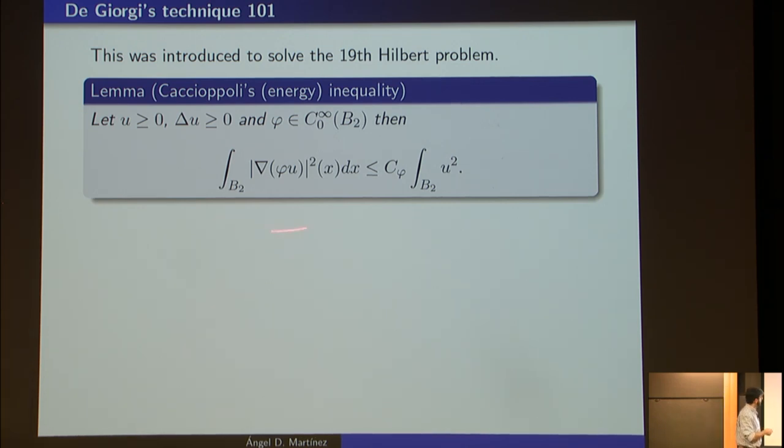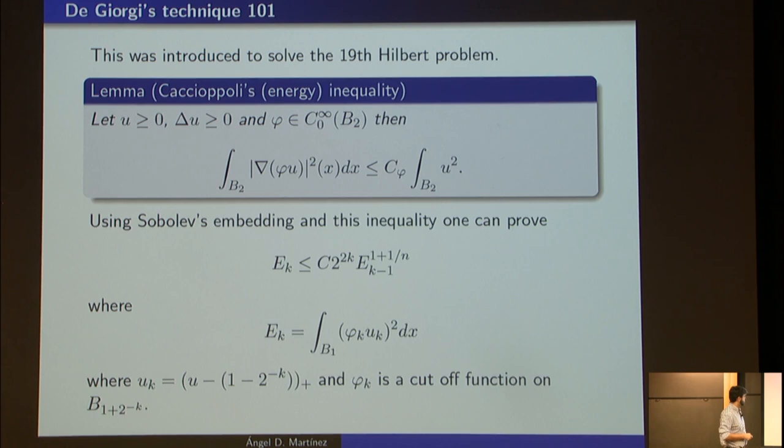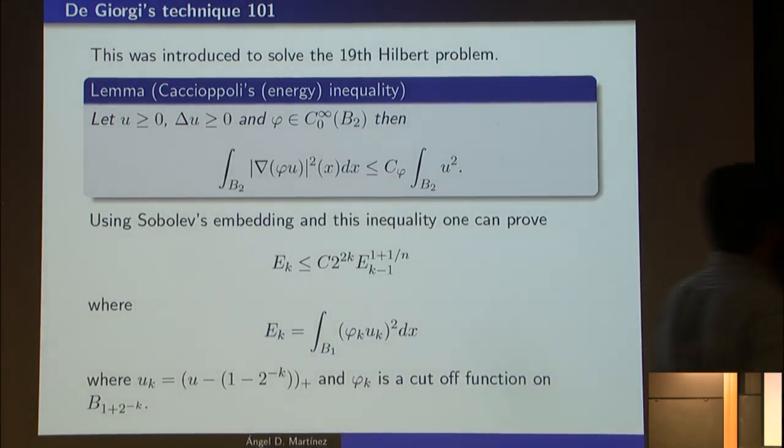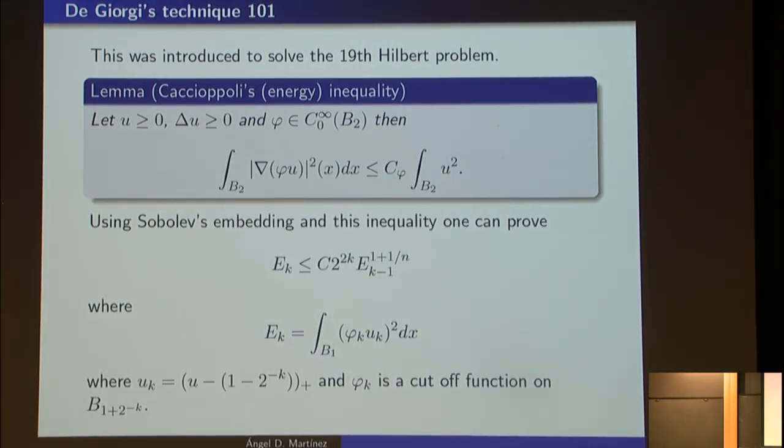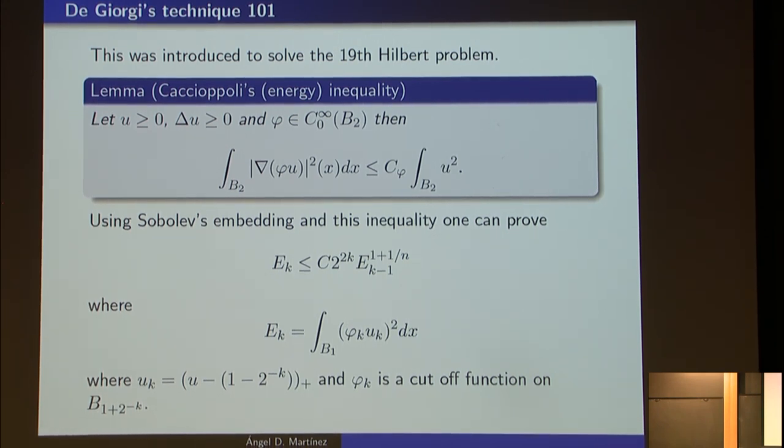All I want you to have in mind is that this kind of inequality is important. Then you can couple it with a Sobolev embedding to prove this kind of nonlinear estimate on this kind of energy. So let me spend a minute making a drawing. Since you are almost all here, I will draw here. If you have seen the charts, it will make no difference to you. If you haven't, I probably won't explain too much.